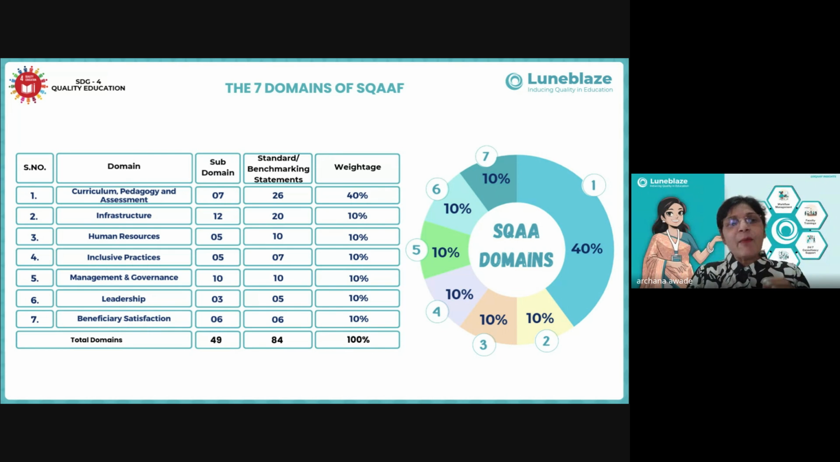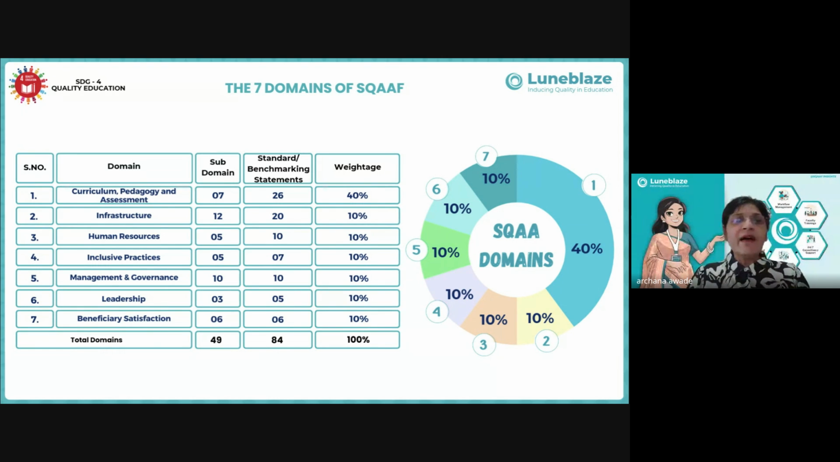Fifth is management and governance with 10% weightage, 10 subdomains, and 10 benchmarking statements. This domain promotes reflective, data-driven management. The sixth domain is leadership with 10% weightage, 3 subdomains, and 5 benchmarking statements.